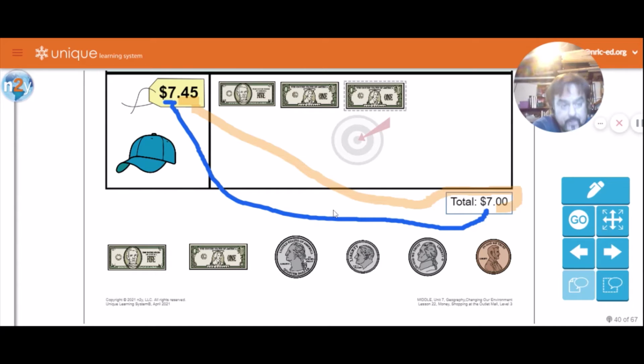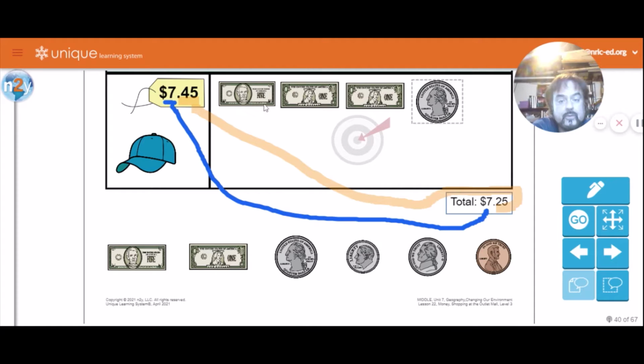Now we need to make 45 cents. And the first thing we need to make 45 cents is the coin that is worth 25 cents. Which coin is worth 25 cents? Is it the quarter right here? The dime right here? The nickel right here? Or the penny right here? Which one is worth 25 cents? That's right, you guessed it. The quarter is worth 25 cents.